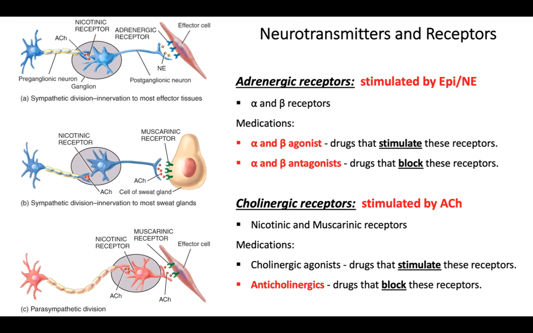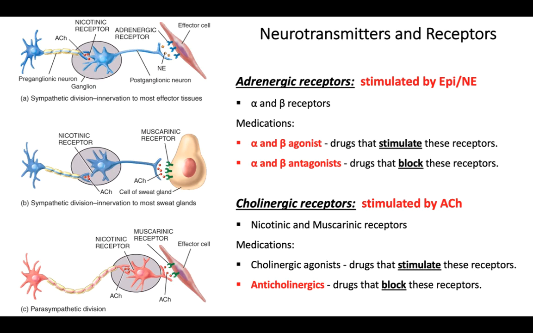In the medical world, some medications will stimulate these receptors. So they are called agonists. So you could be an alpha agonist or a beta agonist, which is nice because you might be able to target a specific organ if you know exactly what type of adrenergic receptor it is. You could design a medication that's targeted to that organ.